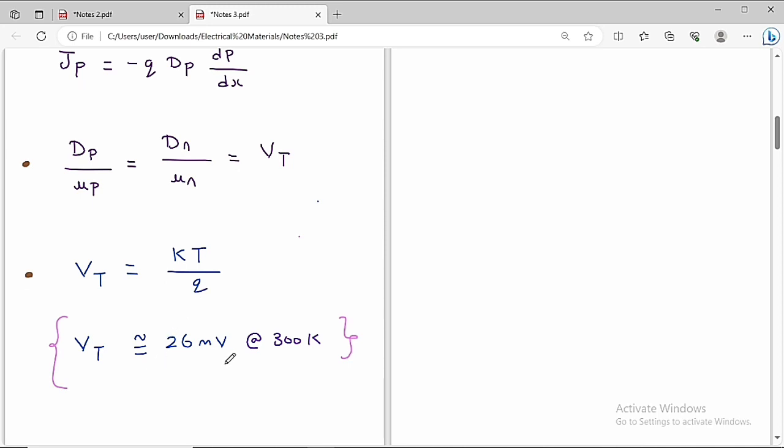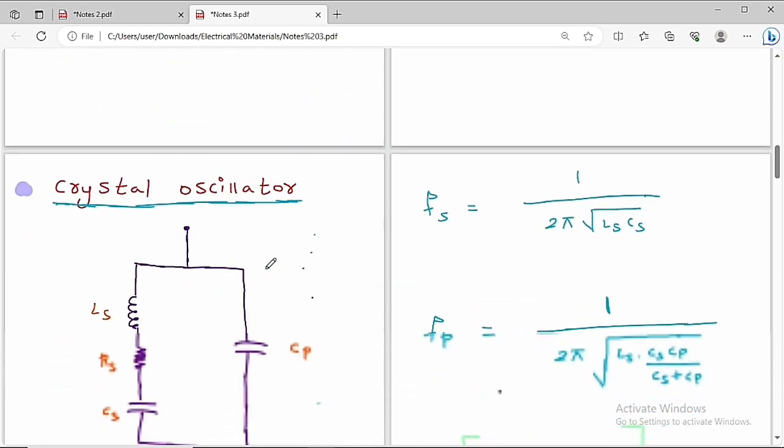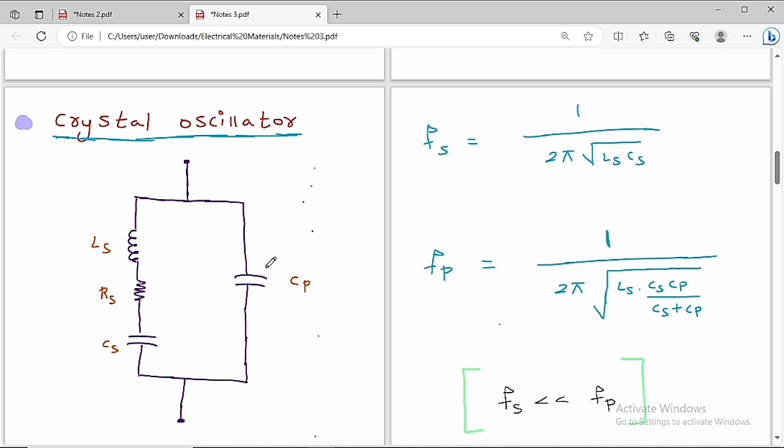So therefore, the thermal voltage of a semiconductor is approximately equal to 26 millivolt at 300 Kelvin. Okay, that's a very, very important point to keep in mind. As T increases, Vt also increases. As T decreases, Vt also decreases, because k and q are constant values. Okay. So let me tell you about another concept, the crystal oscillator.